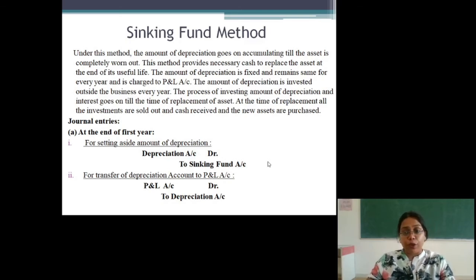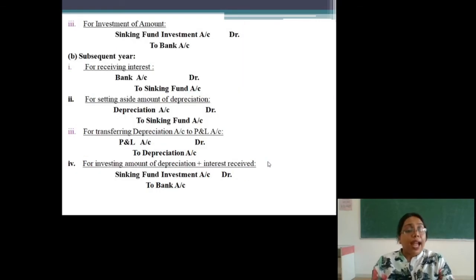So the journal entries for this method are, at the end of the first year, we'll have to write three entries. For setting aside the amount of depreciation: depreciation account debit to sinking fund account. For transferring the depreciation to P&L account: P&L account debit to depreciation account. And the third entry will be for investment of a particular amount: sinking fund investment account debit to bank account.